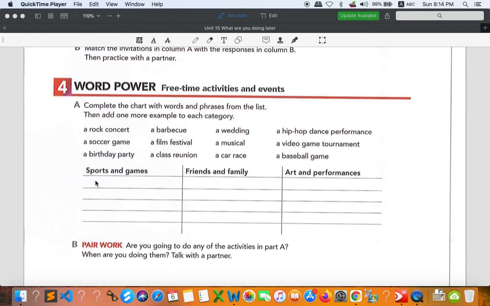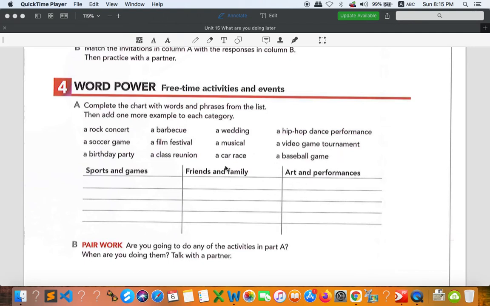All right. Okay, so once again, rock concert, we have art and performances, soccer game, sports and games, birthday party, friends and family, barbecue, friends and family, a film festival, art and performances, a class reunion, friends and family, a wedding, also friends and family, musical, art and performances, a car race, sports and games, a hip hop dance performance, art and performances, a video game tournament.